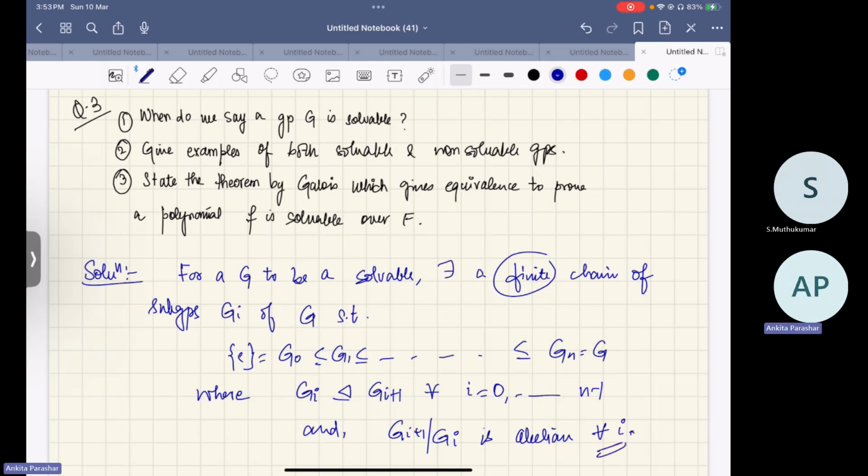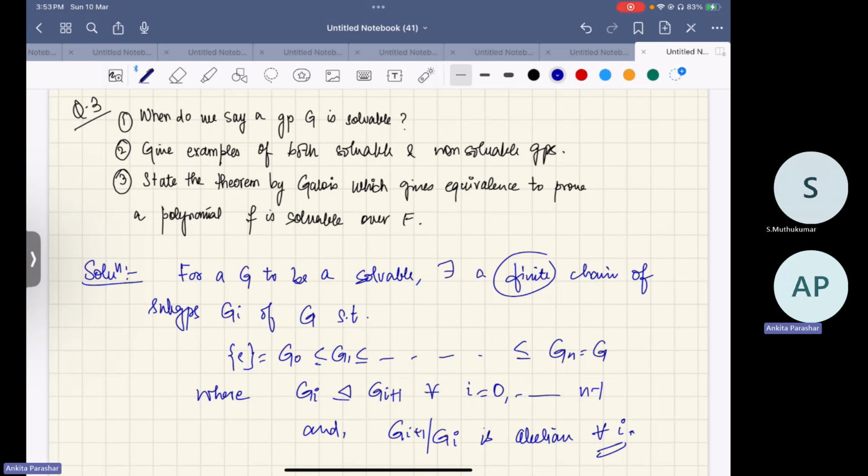If for the given group you can construct any one chain with this property, then you can always say the group is solvable. We are not saying how many chains you need. And if you cannot find a single chain for the group, then you cannot say that it is solvable. All right, so we understand the definition.